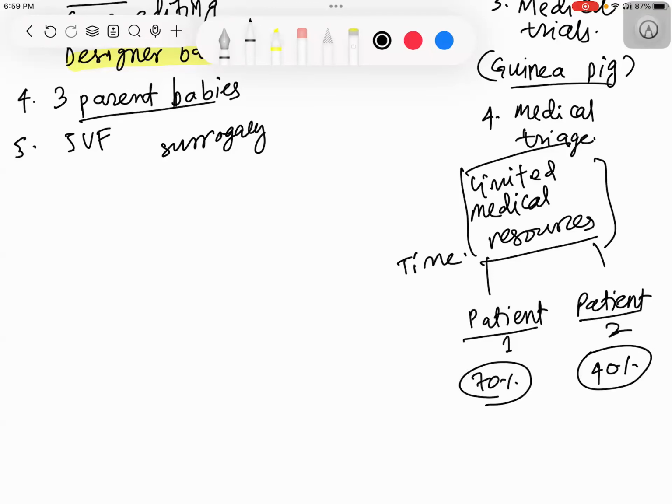Suppose that is our subjective assessment of the doctor. To which person will the doctor give attention? 70%.